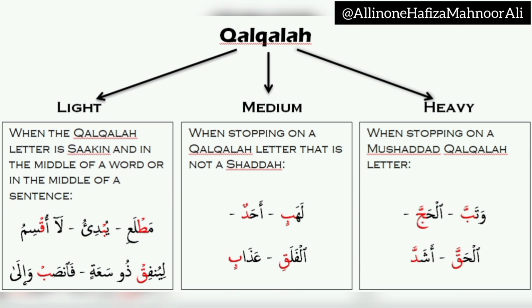Mutaharrik means having a zabar, zayd, or pesh, a fatha, kasra, or dhamma on it, or having double fatha, double kasra, or double dhamma, tanween, on it. Do zabar, do zayd, or do pesh, these are the same. So when these are on these letters and we stop on them, we apply the qalqala, but they do not have a tashdeed on them. Let's see the example.